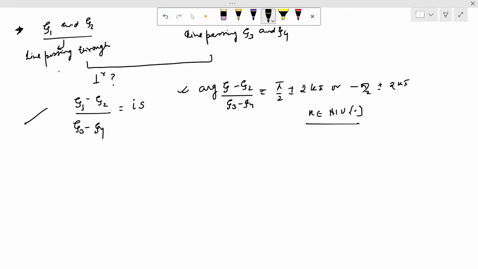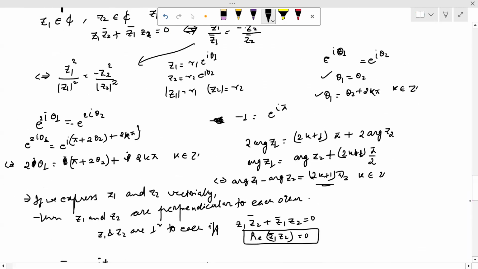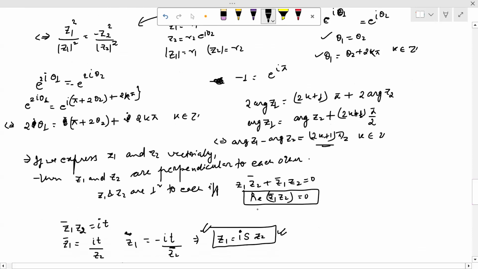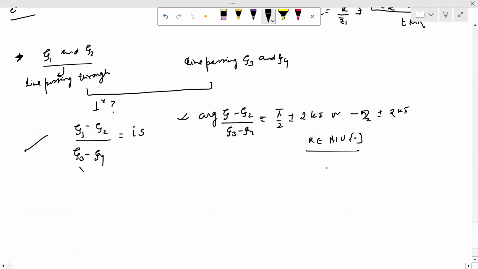So if there are two lines, one line passing through the 2 points zeta 1 and zeta 2, and another passing through zeta 3 and zeta 4, then these are perpendicular if and only if zeta 1 minus zeta 2 divided by zeta 3 minus zeta 4 is equal to iota s. Why iota s? This is from the conditions that we've already discussed: for two complex numbers z1 and z2 to be perpendicular, the real part of z1 bar z2 must be equal to 0, which implies that z1 should be equal to iota s times z2. Similar conditions I've used here. All these things are basic complex numbers. A few more results I'm writing without proof.